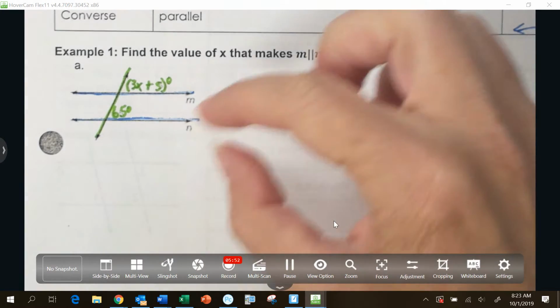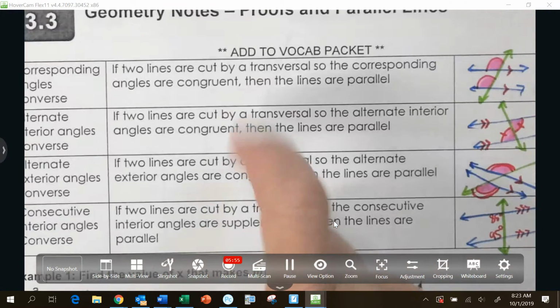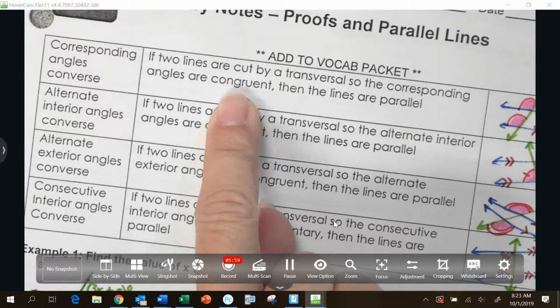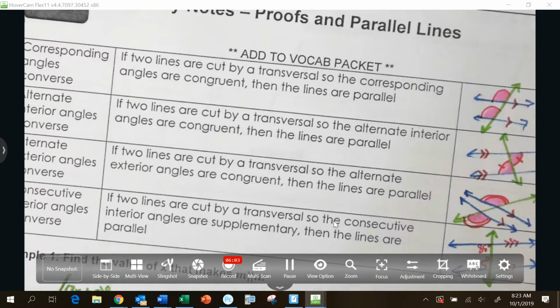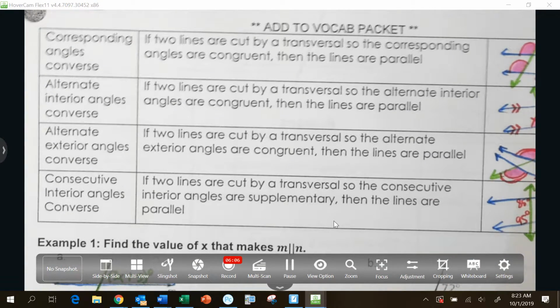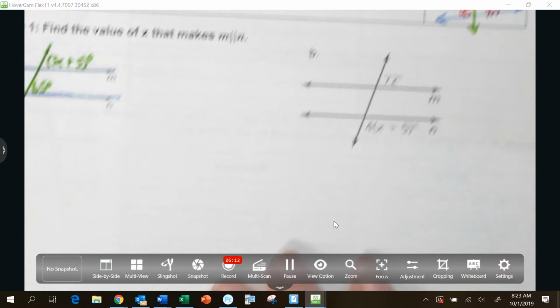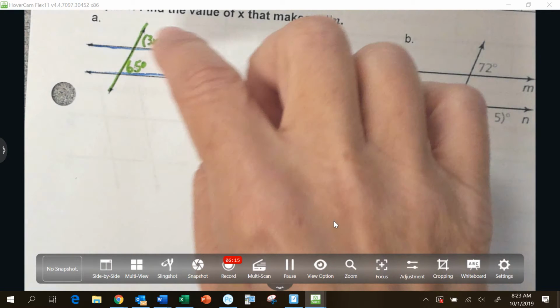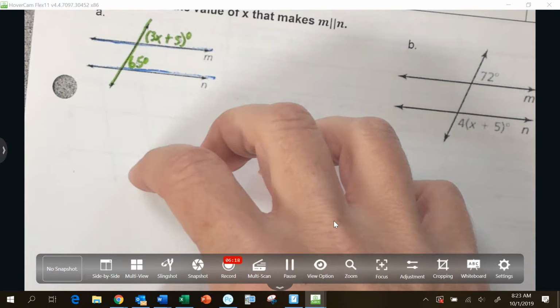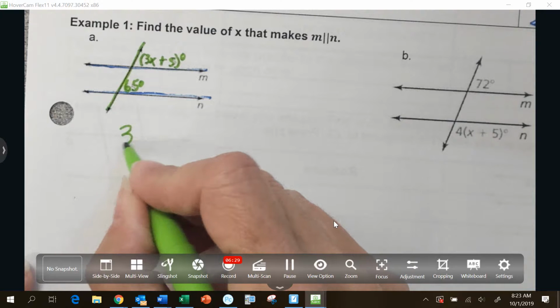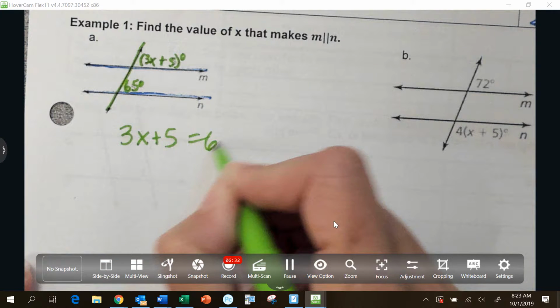So in order to make these lines parallel, what do corresponding angles need to be? Congruent. And you show that they are congruent. So if these are congruent, how do I set up an equation, Donovan? What's congruent mean in an equation? Equal. So I'm going to set them equal to each other. 3x plus 5 equals 65.